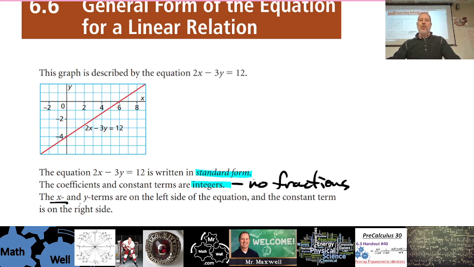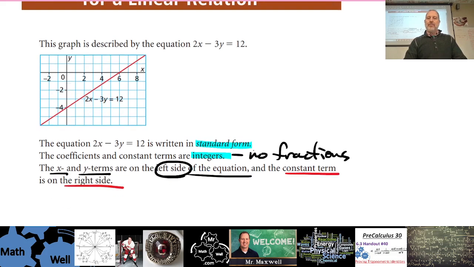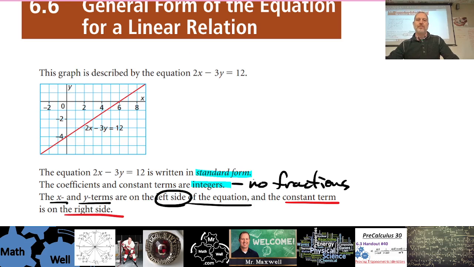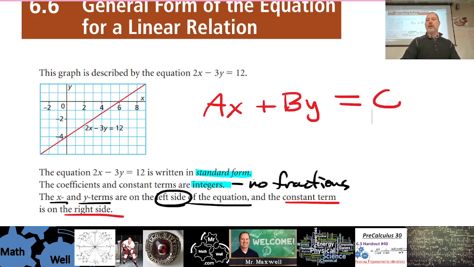The x and y terms are on the left side of the equation. You see 2x minus 3y, both on the left side, and the constant term is on the right side. So let's write it like this: ax plus by equals c. That is standard form, with a, b, and c as your coefficients. If you're unsure about the word coefficient, it's the number multiplied by a variable. So the coefficients are a, b, and c. a is an integer, b is an integer, c is an integer.